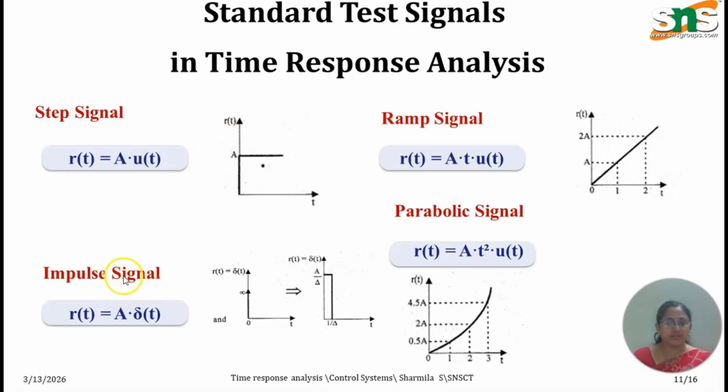And this is the impulse signal. It is denoted as r(t) = A δ(t). And the ramp signal is denoted as r(t) = A t u(t). And the parabolic signal is r(t) = A t² u(t).